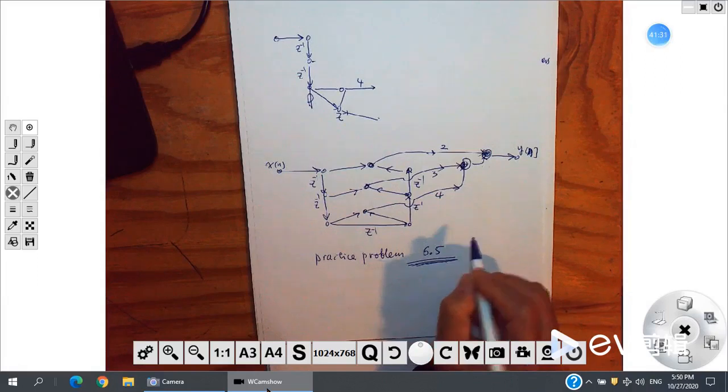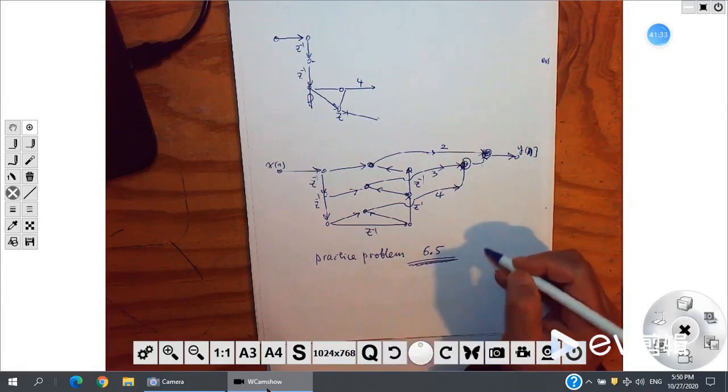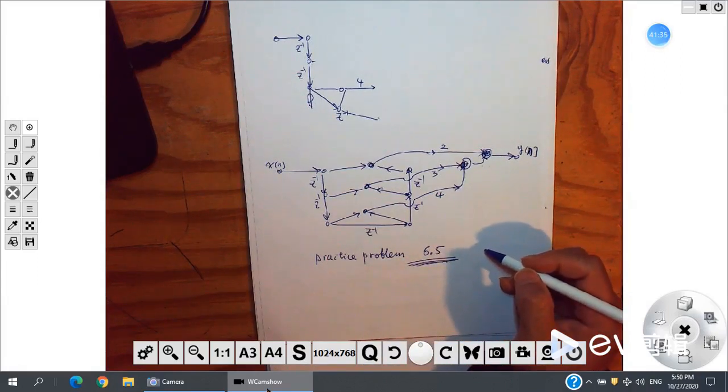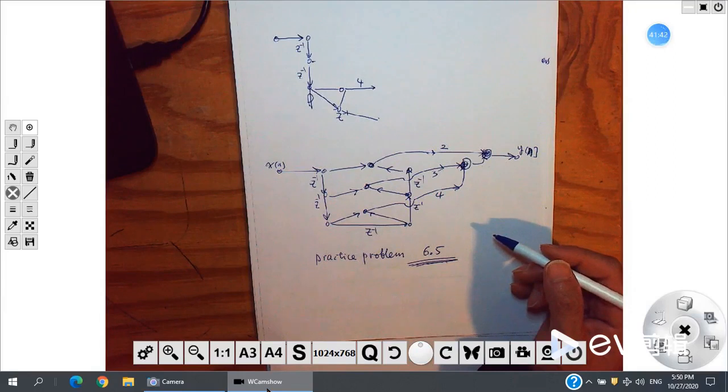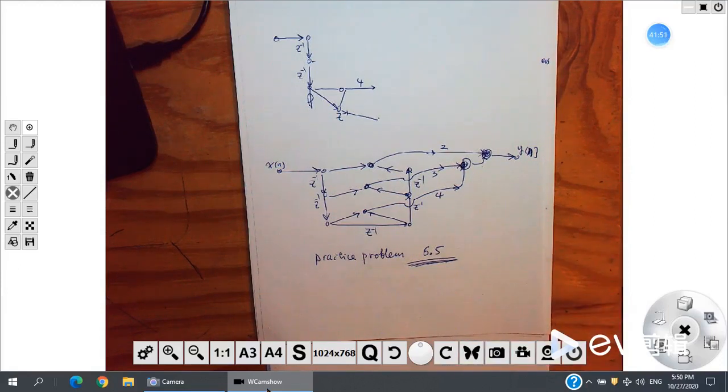Your structure is given, and you need to check how many summations, how many multiplications, how many delays are in that structure, and then you can try to do something to reduce some operations, reduce some summations or reduce some multiplications or something like that.